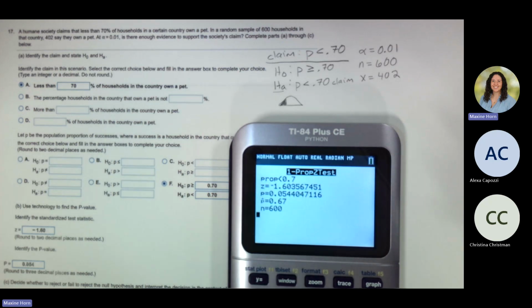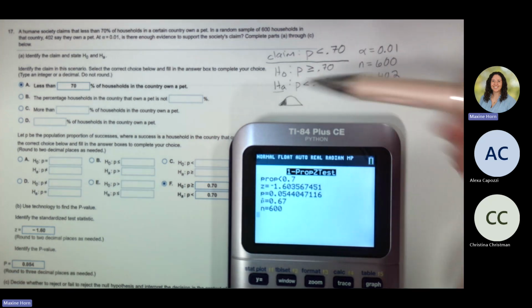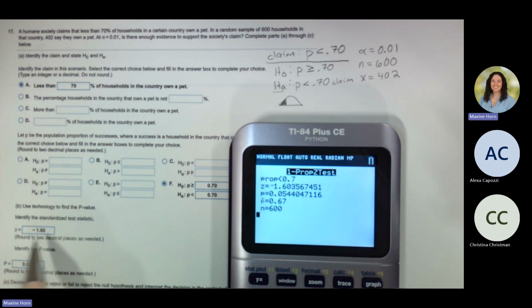Okay, so we have a standardized test statistic that is a negative z-score. Makes sense that it's negative. This is left-tailed. It should be negative. So that's good. And if we go to 2 decimals, it's 1.60. And we have a p-value of 0.054 if we go to 3 decimal places. Also, again, they gave us our p hat if we wanted to know that, our x over our n.